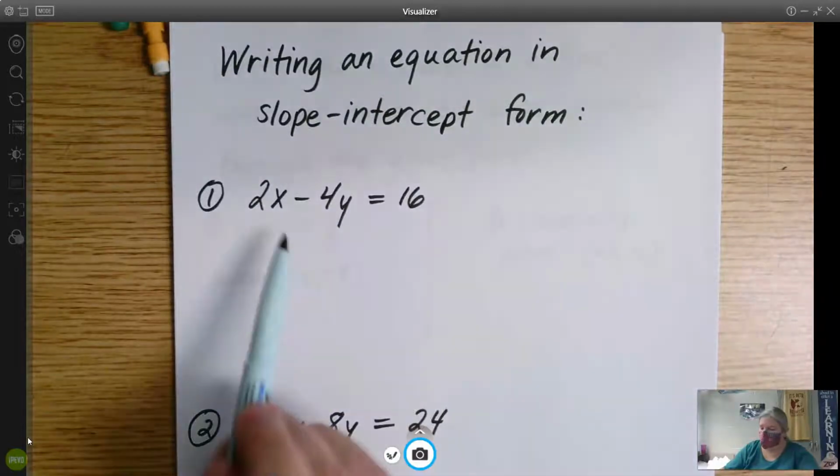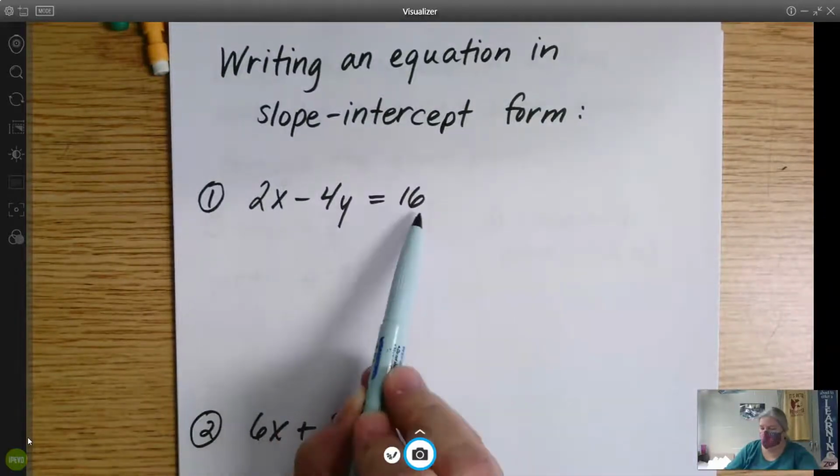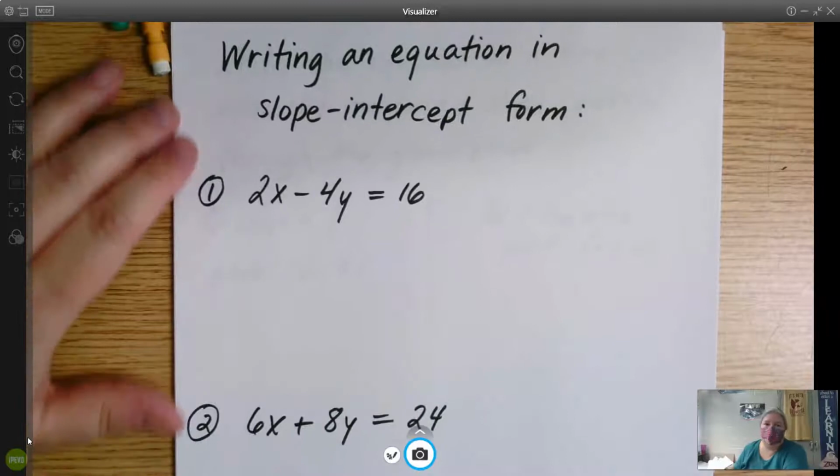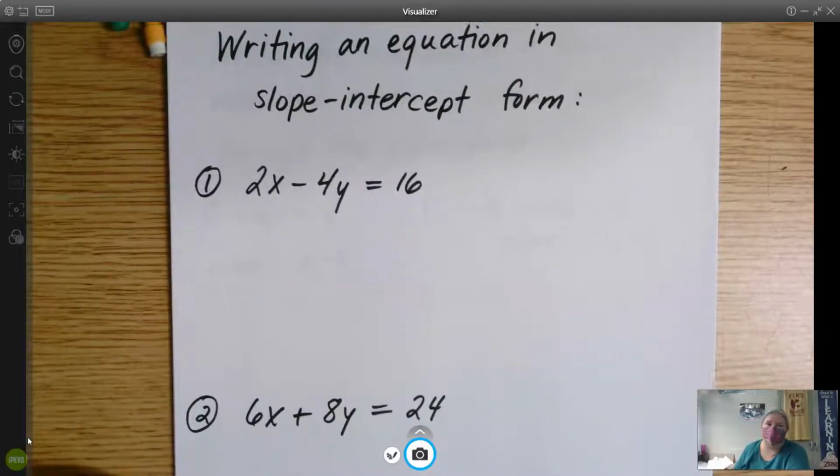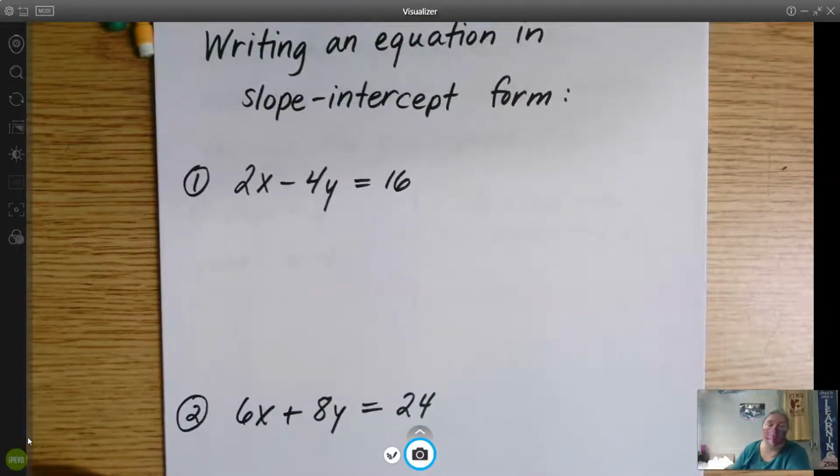Standard form is when you have the variables on the left and the constant on the right, and then rewriting it in slope-intercept form. The reason that is usually something we want to do is because it allows us to see the slope very easily. So let's go ahead and do that.